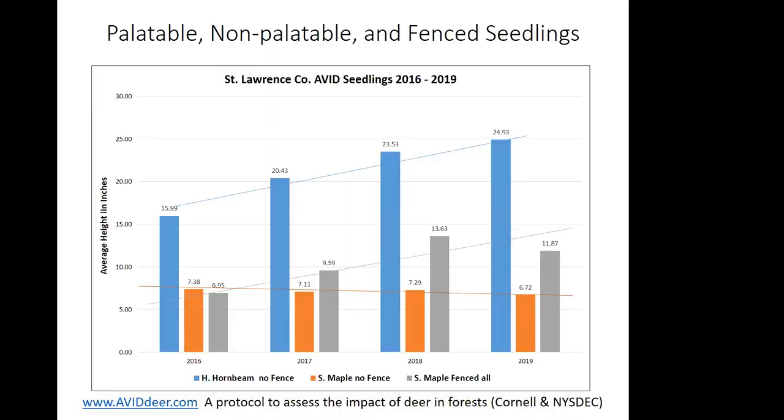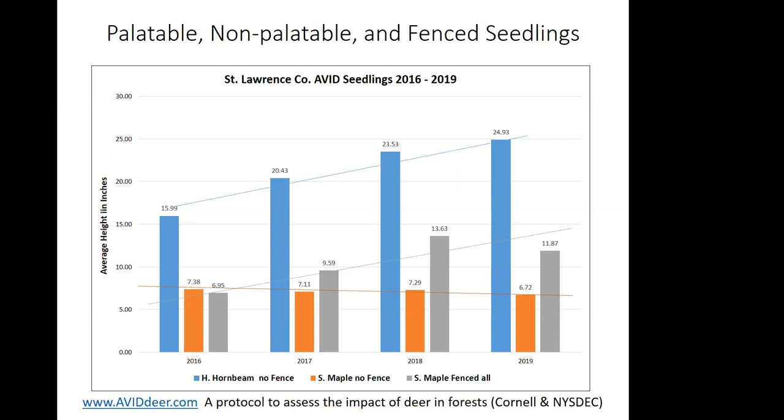We set out to document this. And this was a study that Mike Ashdown was the technician on, Paul Curtis was leading it, and I was supporting. And we put in fences in areas to evaluate a protocol that we developed called Abbott. And I'll mention that in a minute, but let me just talk you through the data.